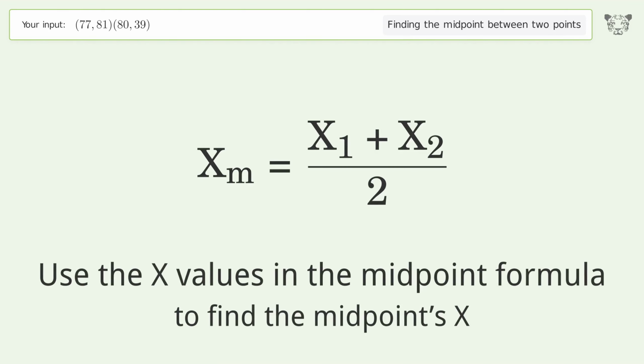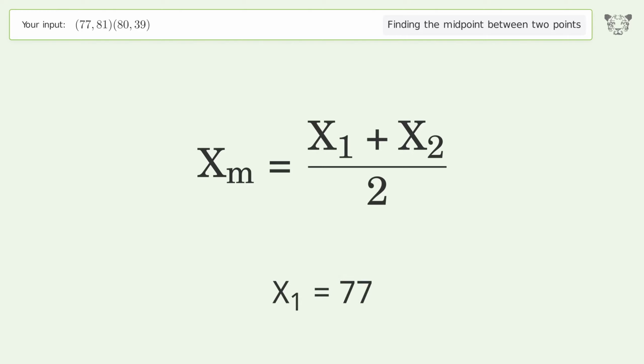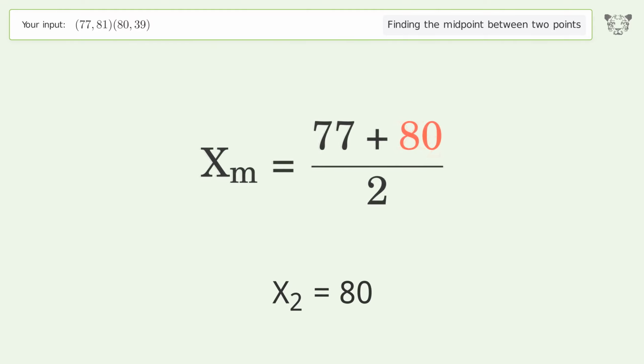Use the x values in the midpoint formula to find the midpoint's x. x1 equals 77. x2 equals 80. Simplify the arithmetic.